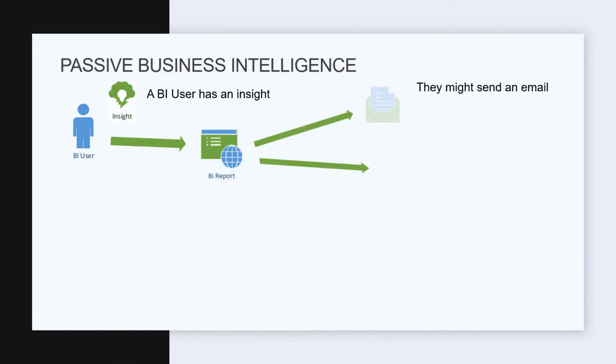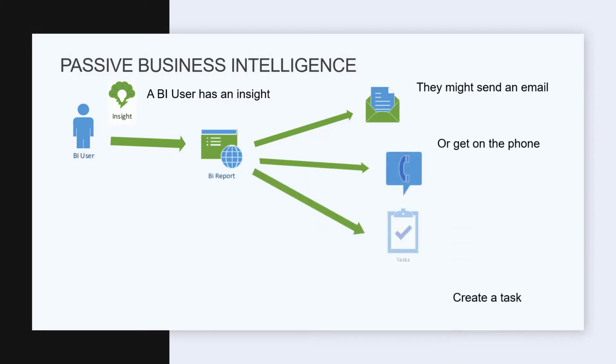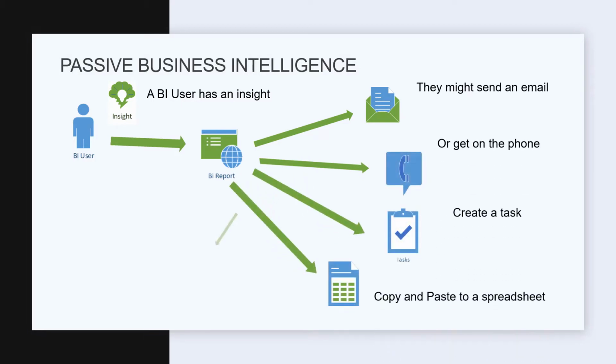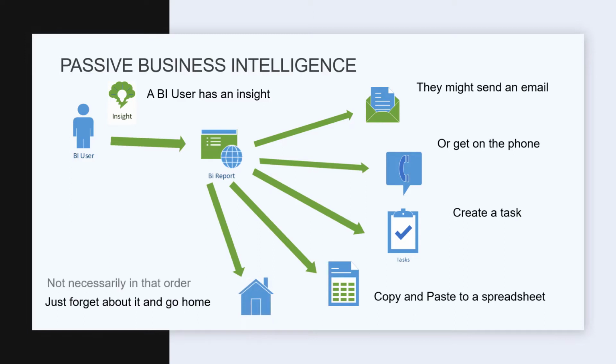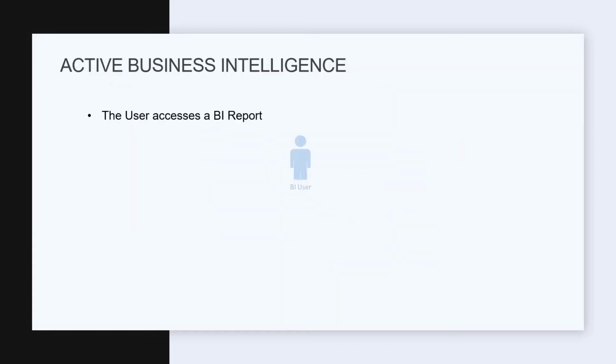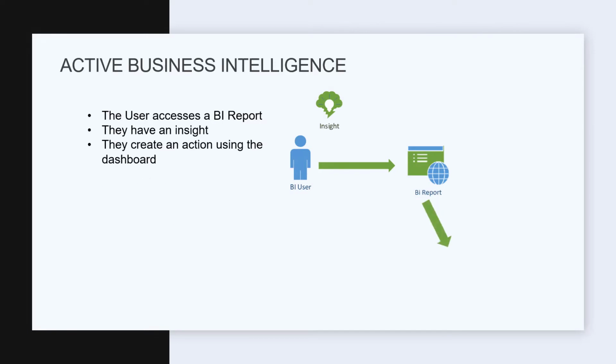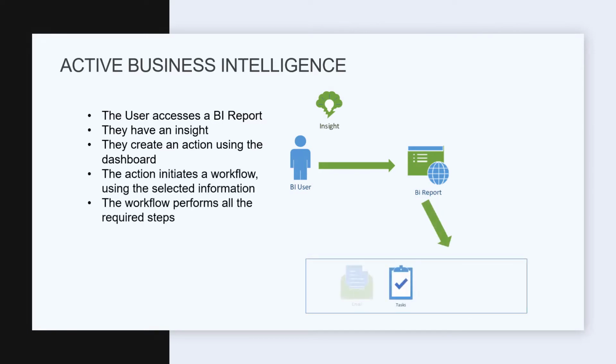Passive business intelligence is inherently inefficient. On the other hand, active business intelligence is efficient. It creates an action.